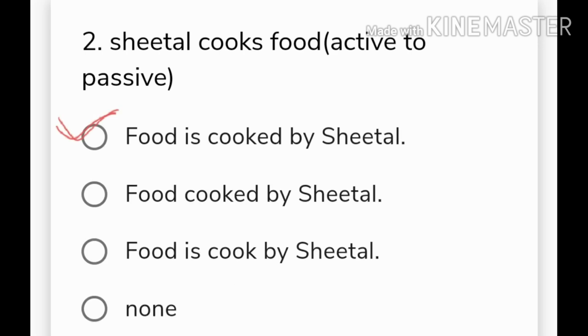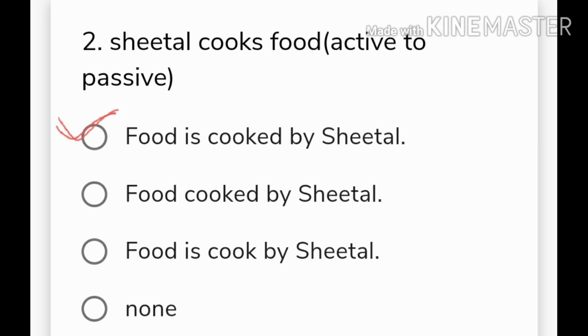So let's start. Sheetal cooks food. Option: food is cooked by Sheetal. So we have to change it into passive. First the object, then is/am/are, then V3, then the subject. So food is cooked by Sheetal. This is the right answer.